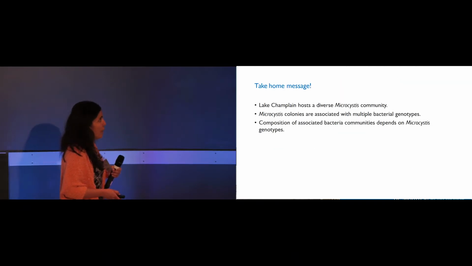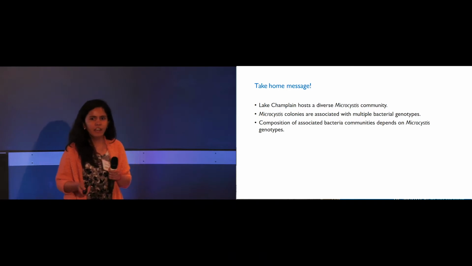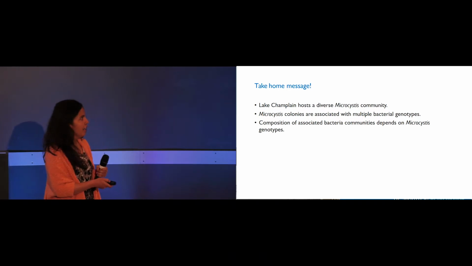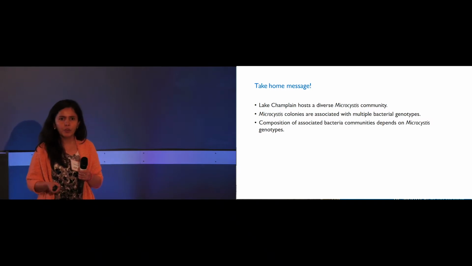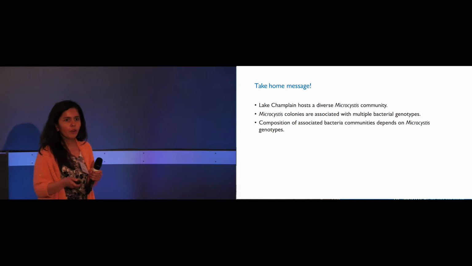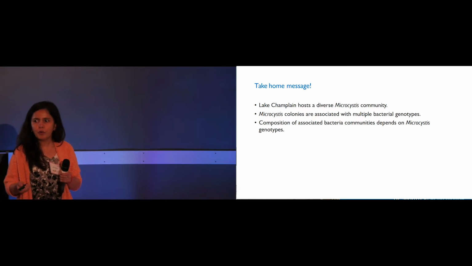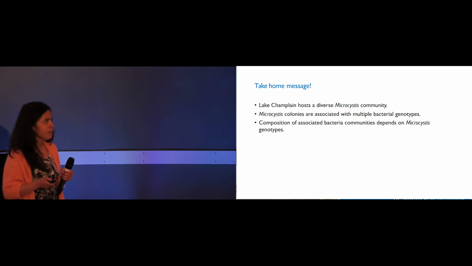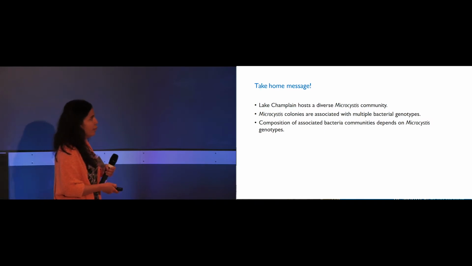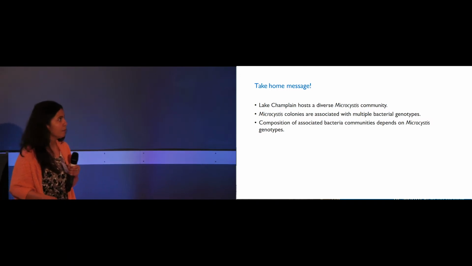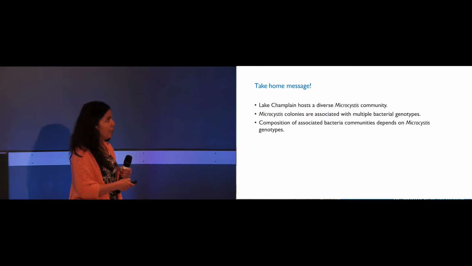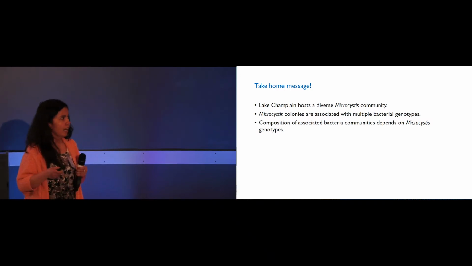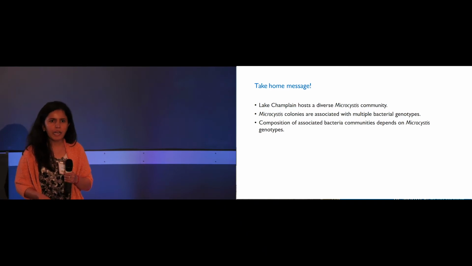As a take-home message, I was quite surprised because Lake Erie hosts a diverse community of Microcystis. We had 8 genotypes, just doing colony sequencing. Before, using just cultures of Microcystis, we only had 2, and we had 6 new ones. Another thing we can see is that Microcystis colonies are associated with multiple bacterial genotypes. Additionally, the composition of associated bacterial communities depends on the Microcystis genotype.